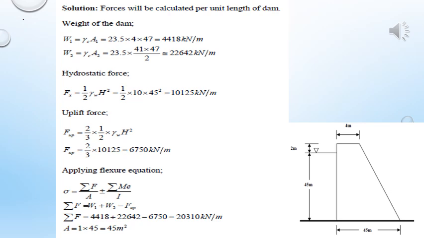So, first find the weights W1 and W2. W1 is for the rectangular portion and W2 for the triangular portion, as well as the hydrostatic force, which is 1 by 2 gamma W H square, and the uplift forces, which is 2/3 of the hydrostatic force.